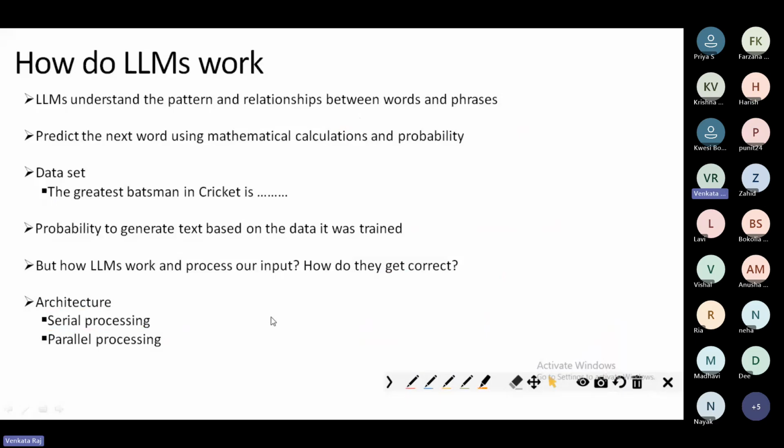Is there a query? If not, I'll request you to please unmute. Yeah, actually, can you take an example and explain it clearly? We understood the theory of serial and parallel, but with an example it would be better.